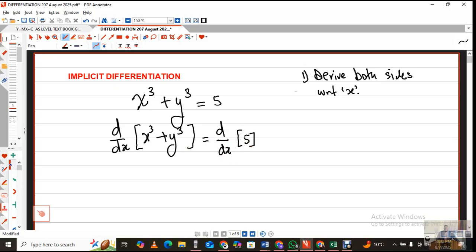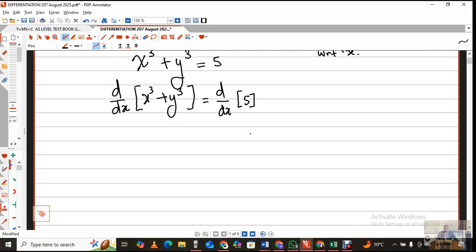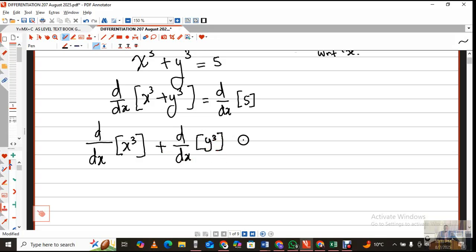Now, I'm not always going to use this whenever I solve, but for the sake of explaining this concept, you have different terms which you can take separately. So d by dx of x cubed. The x cubed is already in terms of x, so you derive like normal. Here I have d by dx of y cubed, and this is where I'm going to be spending a bit of time. Obviously, the derivative of a constant is 0.